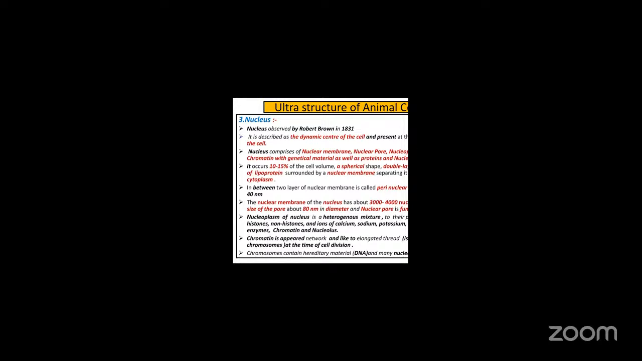So it is bounded by a nuclear membrane. It has nuclear pores. Inside you have the nucleoplasm with the chromatin network possessing the genetic material as well as proteins and the nucleolus. It occupies 10 to 15% of the cell volume, and it is spherical in shape. The nuclear membrane is a double layer of lipoprotein separating it from the cytoplasm, and in between these two layers you have a perinuclear space. The nuclear membrane has about 3,000 to 4,000 nuclear pores.